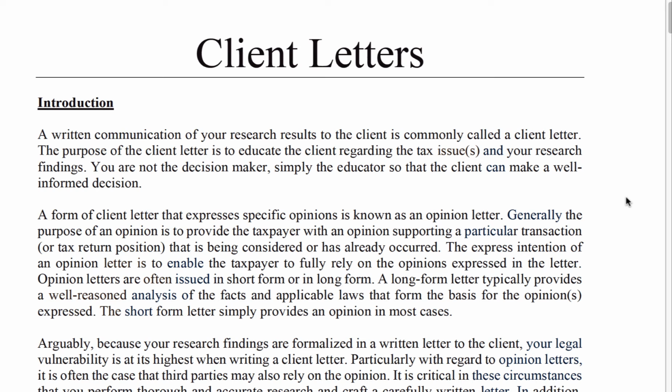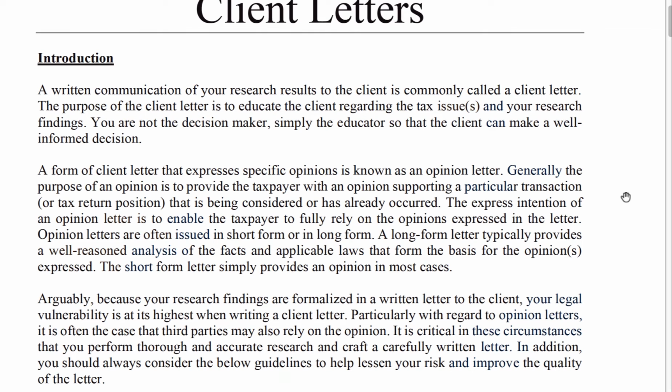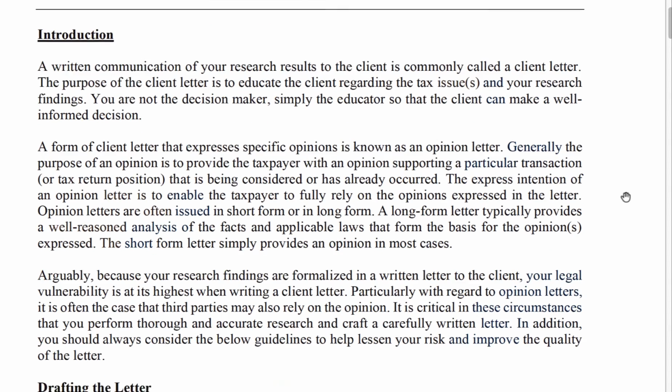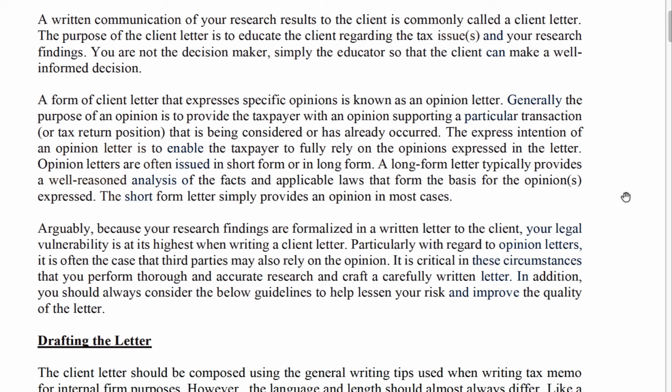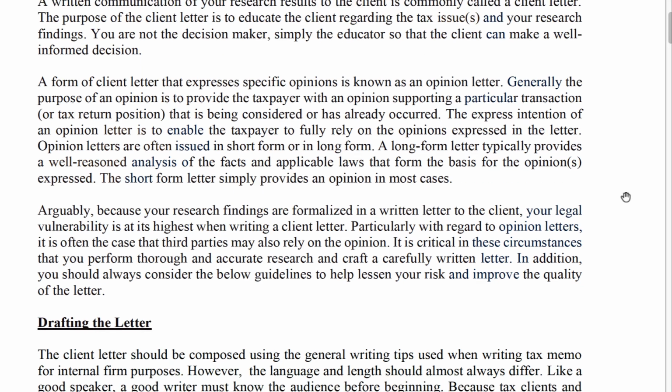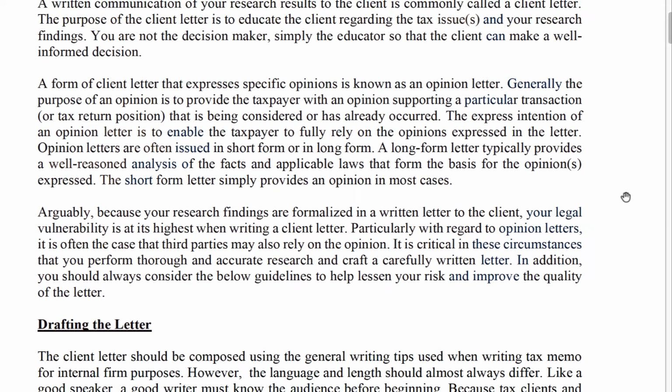Now, a form of client letter that expresses specific opinions is known as an opinion letter. Generally, the purpose of an opinion letter is to provide a taxpayer with an opinion supporting a particular transaction or tax return position that's being considered or has already occurred. So again, you're differentiating closed fact pattern and open fact pattern. The express intention of the opinion letter is to enable the taxpayer to fully rely on the opinions expressed in the letter. So that's what it's about.